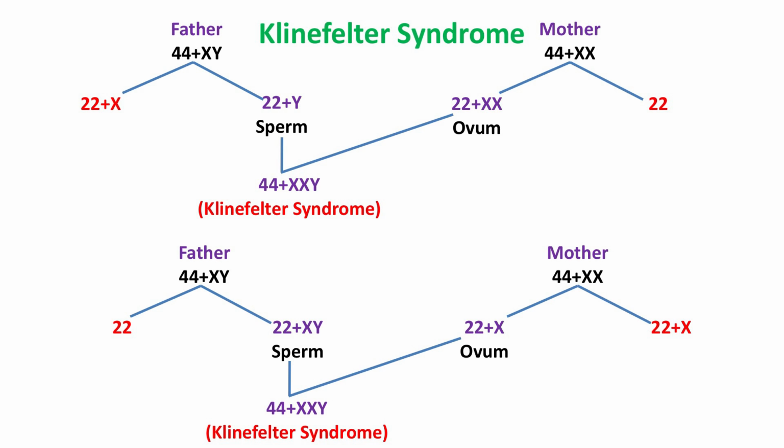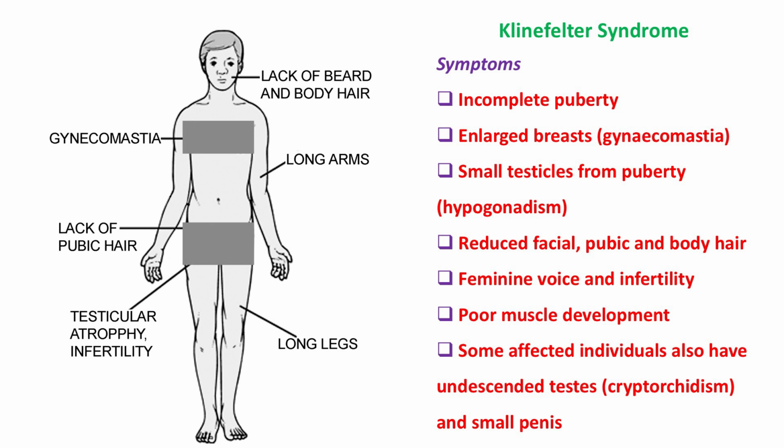Normally, the males don't have a Barr body, but when a male suffers from Klinefelter syndrome, it shows a Barr body due to the presence of two X chromosomes, right? What are the different symptoms of Klinefelter syndrome? The first, incomplete puberty, and enlarged breast due to the presence of two X chromosomes. That condition is the gynecomastia condition.